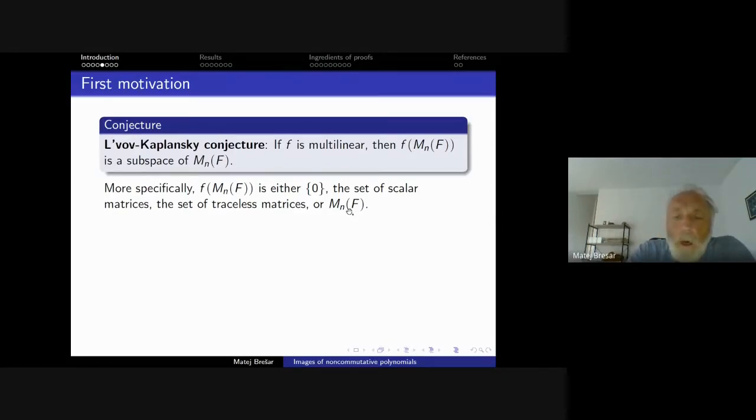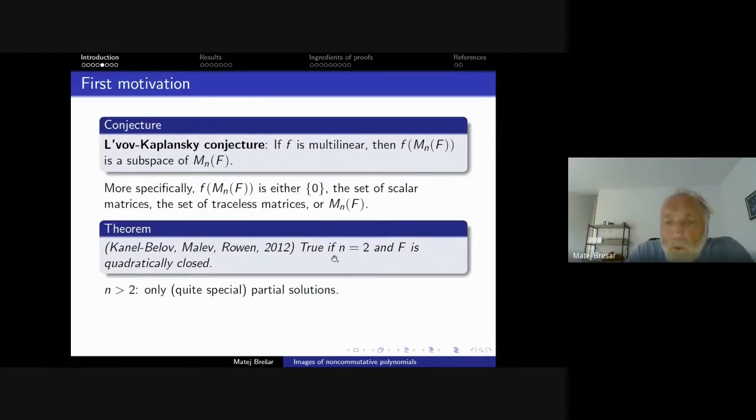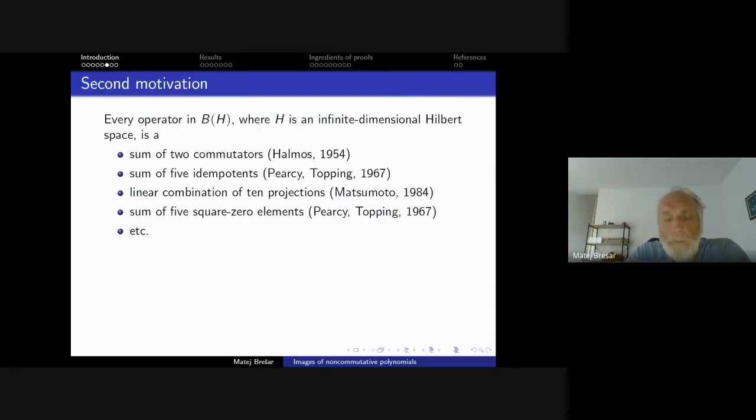So what is known about this old conjecture? It is true for 2x2 matrices, under the assumption that F is quadratically closed. This was proved some years ago by Velo, Malew, and Rohn. For larger sizes, this is basically still unsolved. Some partial solutions are known for some special polynomials. For example, one of these special polynomials is the commutator. This is exactly the result I mentioned by Albert and another mathematician, that commutators in the matrix algebra coincide with traceless matrices, which obviously form a vector space. Okay, so this is the first motivation.